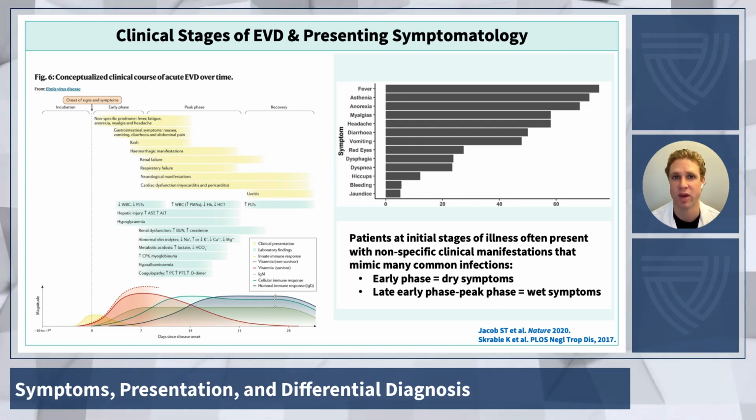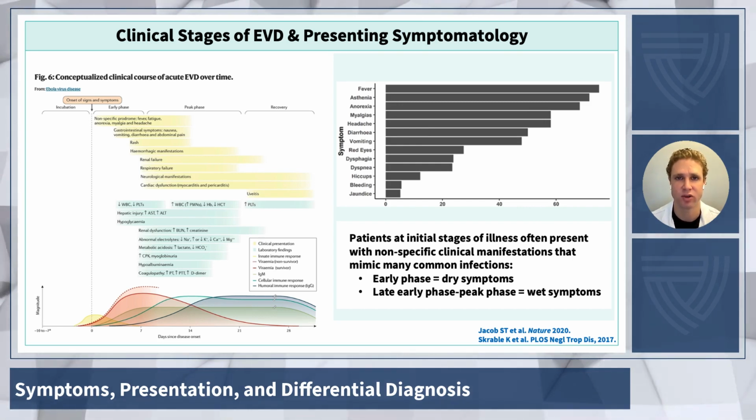These are the hemorrhagic manifestations that may lead to renal failure, respiratory failure, or in short, multi-organ failure and death. Now, patients are not considered contagious with Ebolavirus disease before they show signs of symptoms. So day 0, when they show their first symptom, is really considered the beginning of the early phase and the beginning of the contagious period.